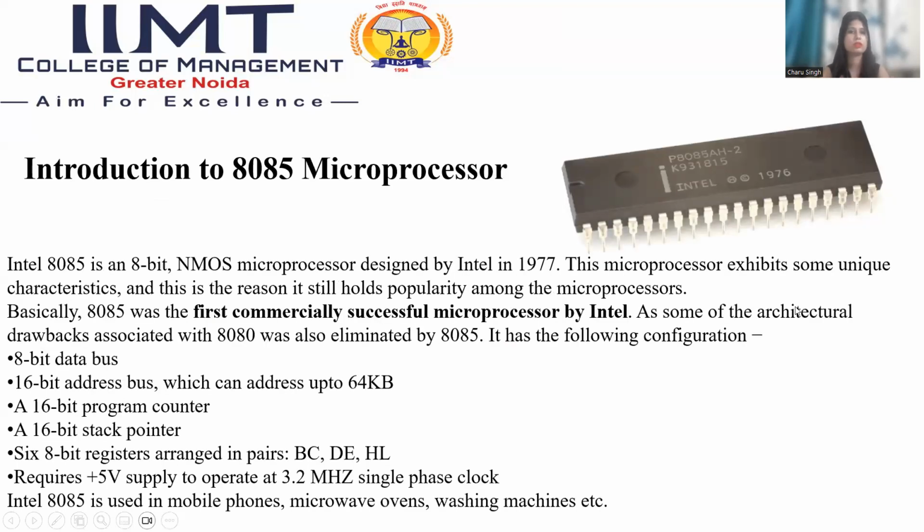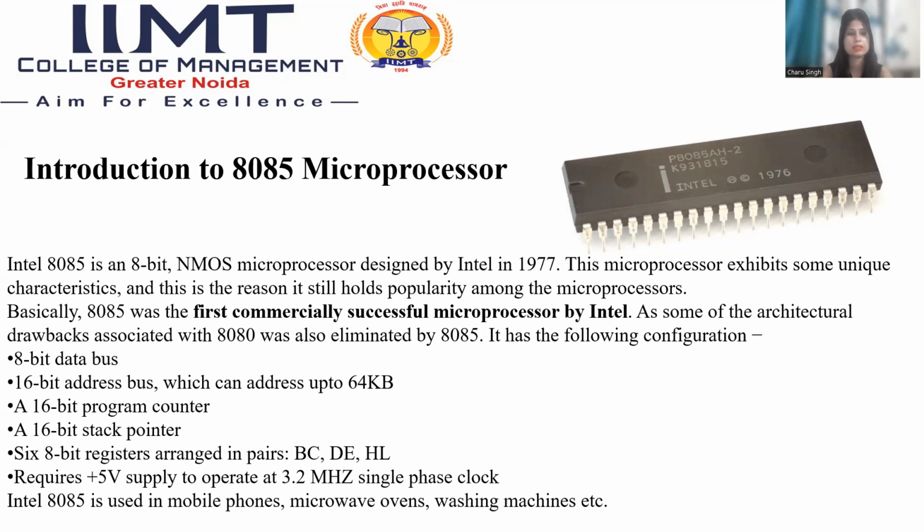Let's go to the introduction of the 8085 microprocessor. Basically, the Intel 8085 is an 8-bit NMOS microprocessor designed by Intel in 1977. The microprocessor exhibits some unique characteristics, and that is the reason it still holds popularity among microprocessors. In today's era, whenever we adopt the latest technologies, 8085 is the first one we have to adopt basically. It was a commercially successful microprocessor by Intel, and some of the architectural drawbacks associated with the 8080 were also eliminated by the 8085.